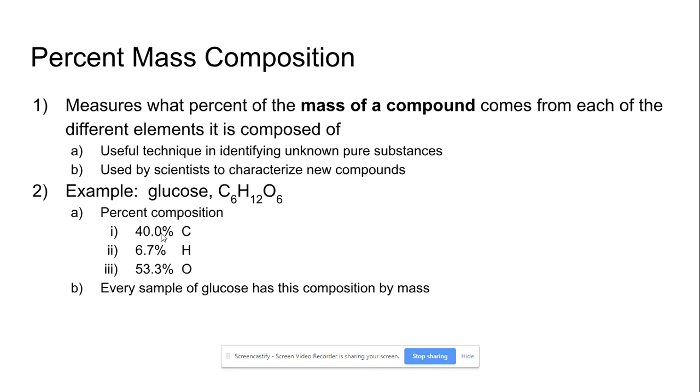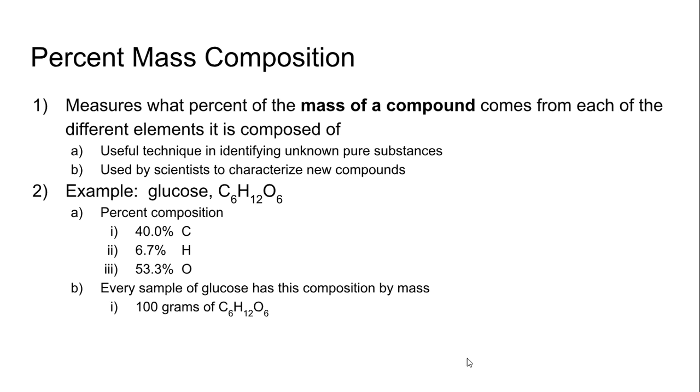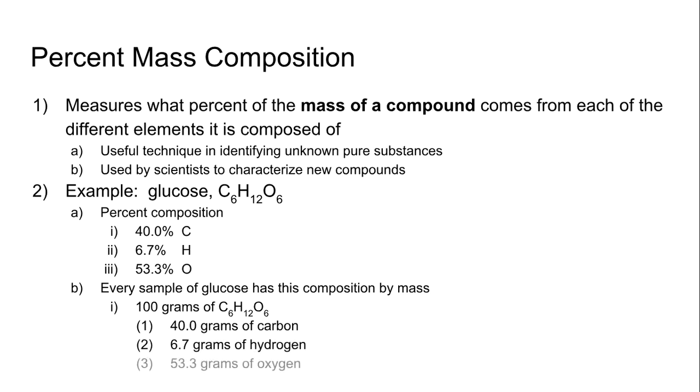So any sample is going to be 40% carbon by mass. So if you had 100 grams of this glucose, well then 40% of that 100 would be carbon, or 40 grams. And 6.7% of that 100 grams, or 6.7 grams, would be hydrogen. And you guessed it, 53.3% of that mass would be oxygen.